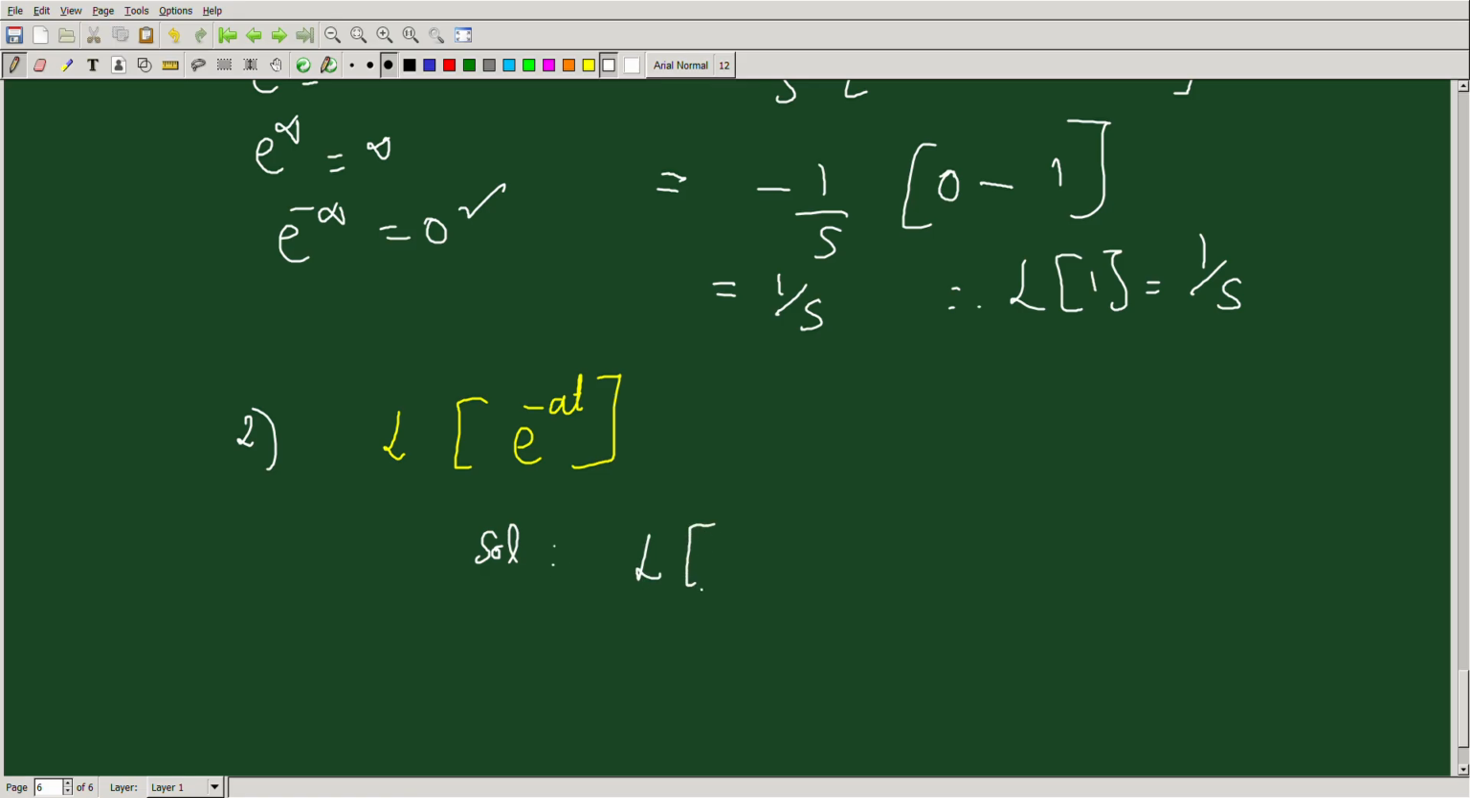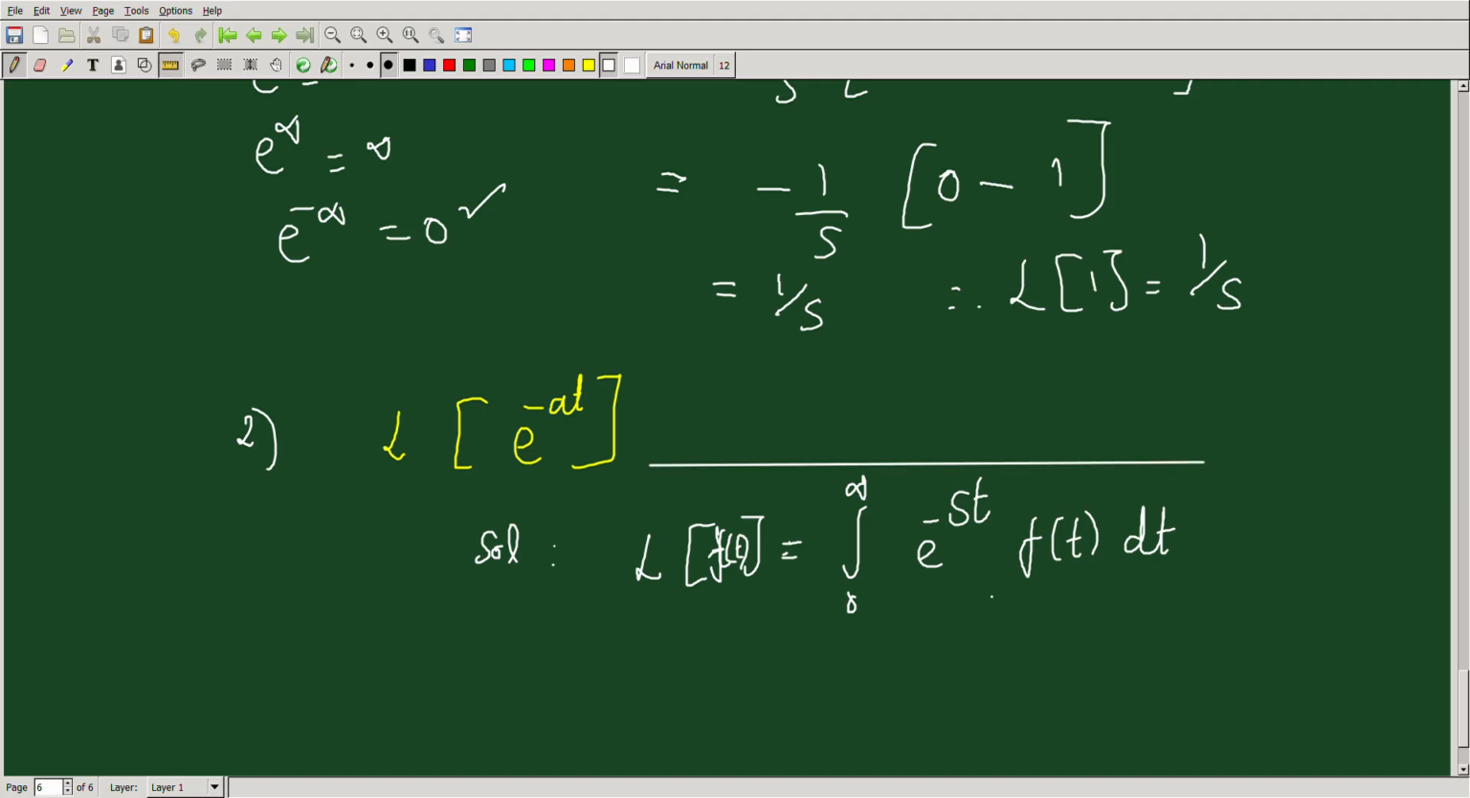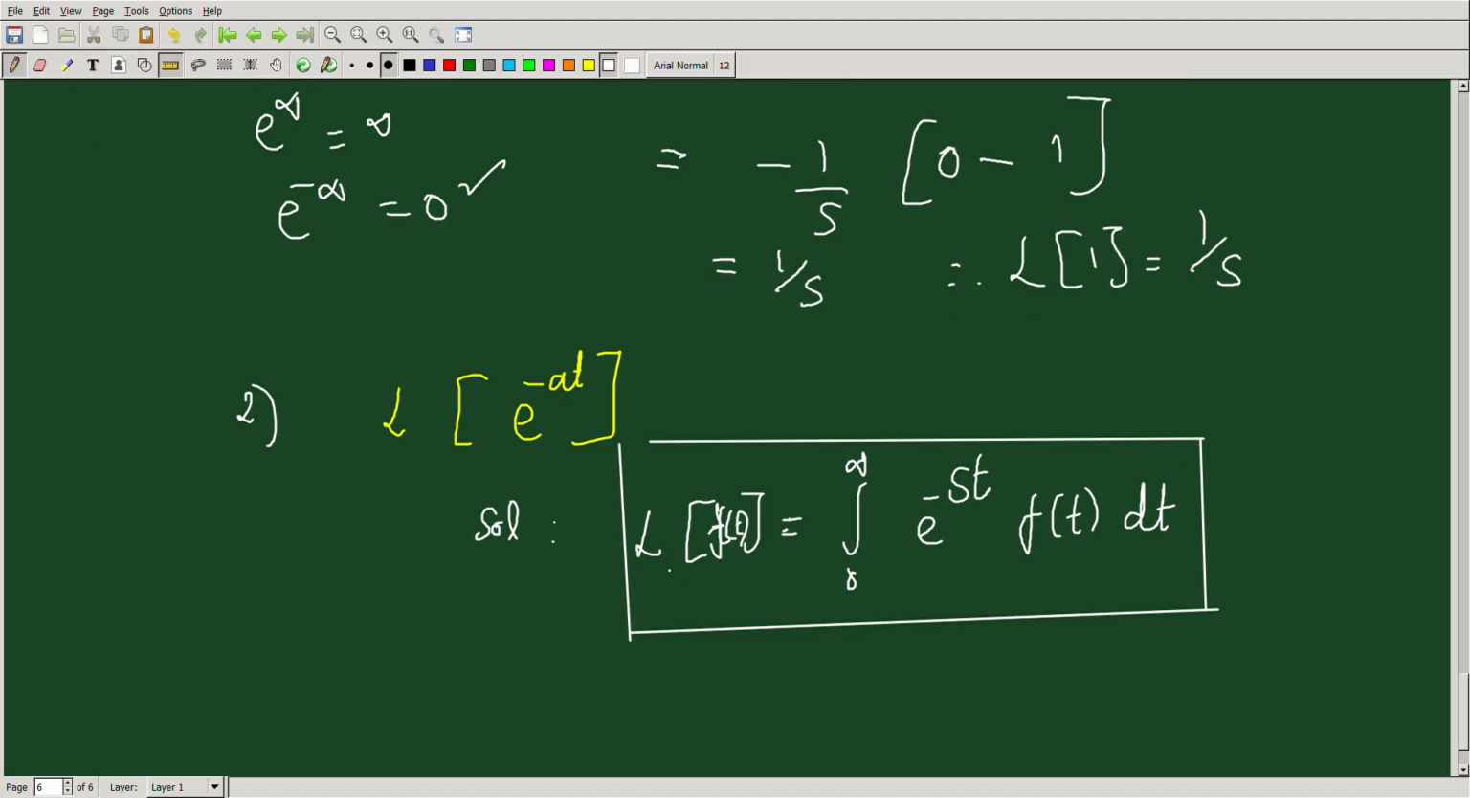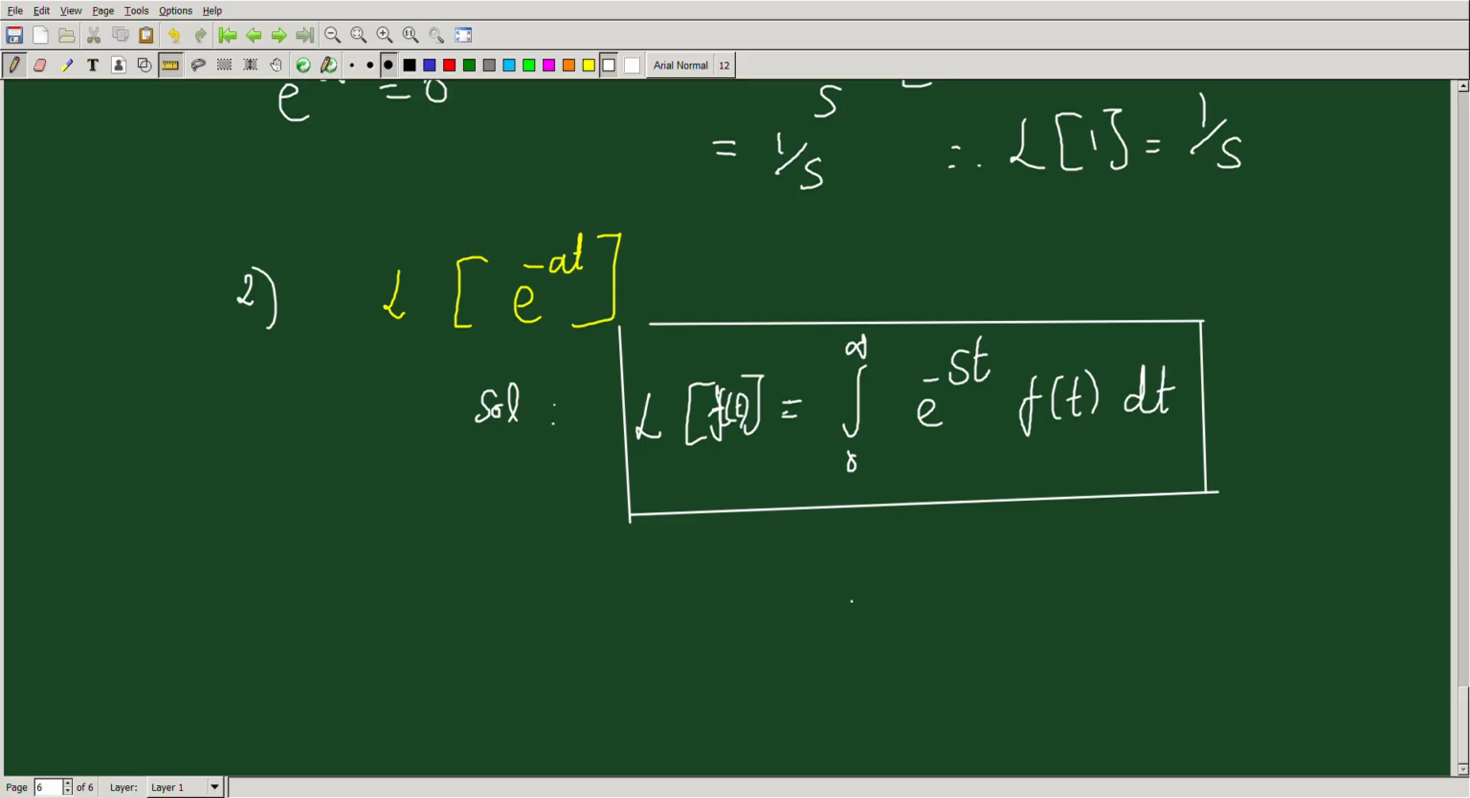Laplace transform. What is the Laplace transform of f of t? The Laplace transform of a function of t is equal to the integral, lower limit 0, always upper limit infinity, e power minus st f of t dt. So this is the formula. After writing this formula, apply the function, which here is e power minus at.